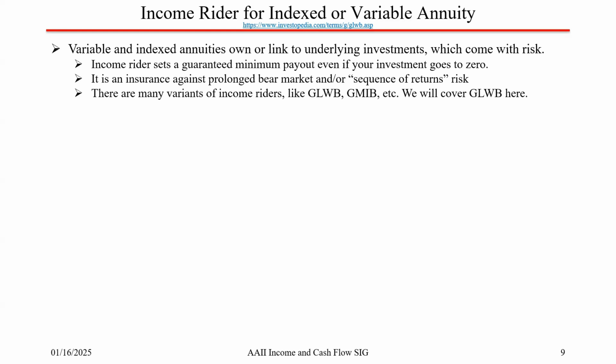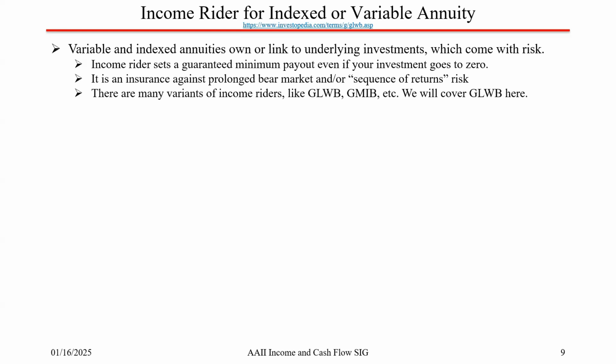Yeah, that's basically an insurance against a prolonged bear market, which means your investment keeps on going down, or a sequence of return risk, which means you suffer a big loss at the beginning and then small wins later. So in either case, at the end, your contract value is smaller than what you put in. And there are many variants of income riders.